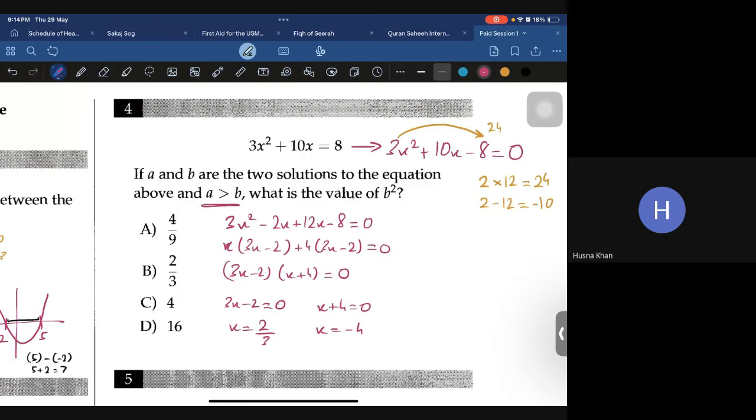So A has to be greater than B. So this will be A and this will be B. So we need to do B square. So minus 4 square, which is 16. So you guys are correct again.